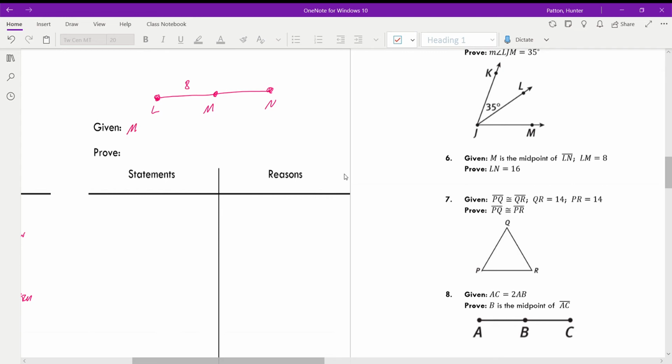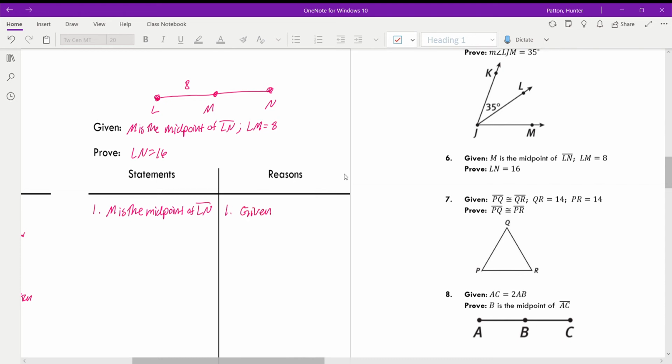M is the midpoint of LN, and also that LM is equal to 8. We want to show that LN is equal to 16. This is very obvious, right? However, we need to show logically that this works. Okay, first statement, I'll write my first given: M is the midpoint of LN. This is given.